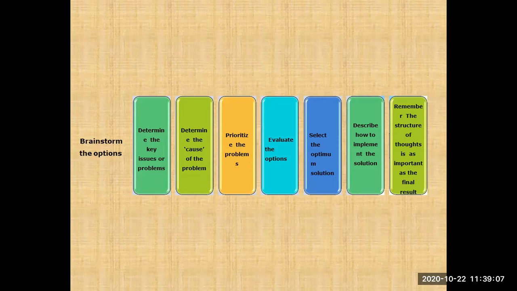Then describe how to implement the solution. What I have just described to you, how to select a particular solution, that is the description of the solution. To implement that solution you have to describe it to the stakeholders, as a system analyst. And the last point, remember that the structure of thoughts is as important as the final result.